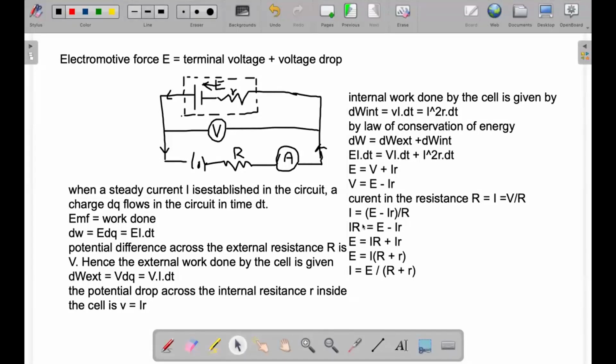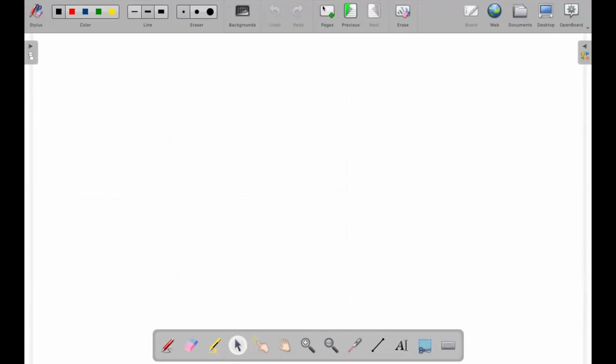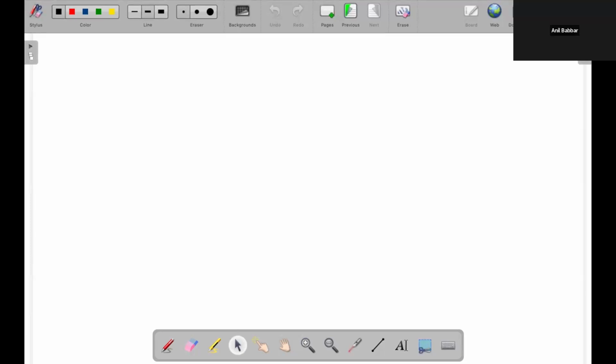Combination of cells means how the cells are combined. They are combined in two forms, in series or in parallel, or sometimes a mixed combination is also there. When they are combined in series, it means positive-negative combination of cells: negative of one cell is connected to positive of the other, and then positive of the second is connected to negative of the other. Suppose I have these two cells. This is positive, this is negative, this is positive, this is negative, and they are combined like this. That is a series combination.